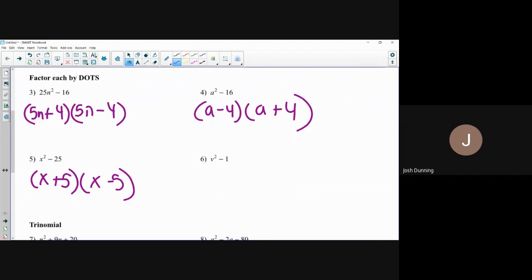Number 6, now just don't forget 1 is a perfect square. 1 times 1 is 1. So v plus 1, v minus 1.